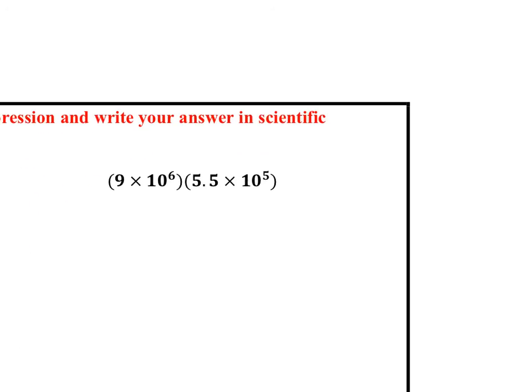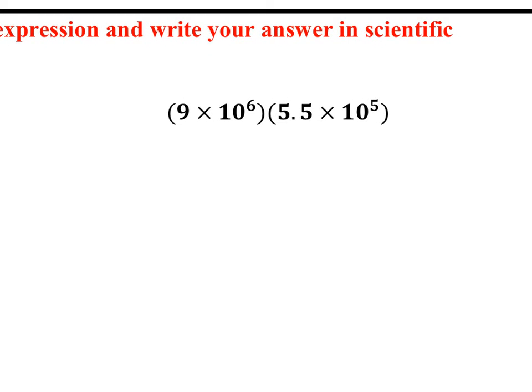Next. Keely, what do I do with the coefficients out in front? Multiply. Yeah, multiply them up, just like we would in an exponential expression problem, because that's what this is. 9 times 5.5 would give me what, Catherine? 49.5. Good deal. You guys agree?